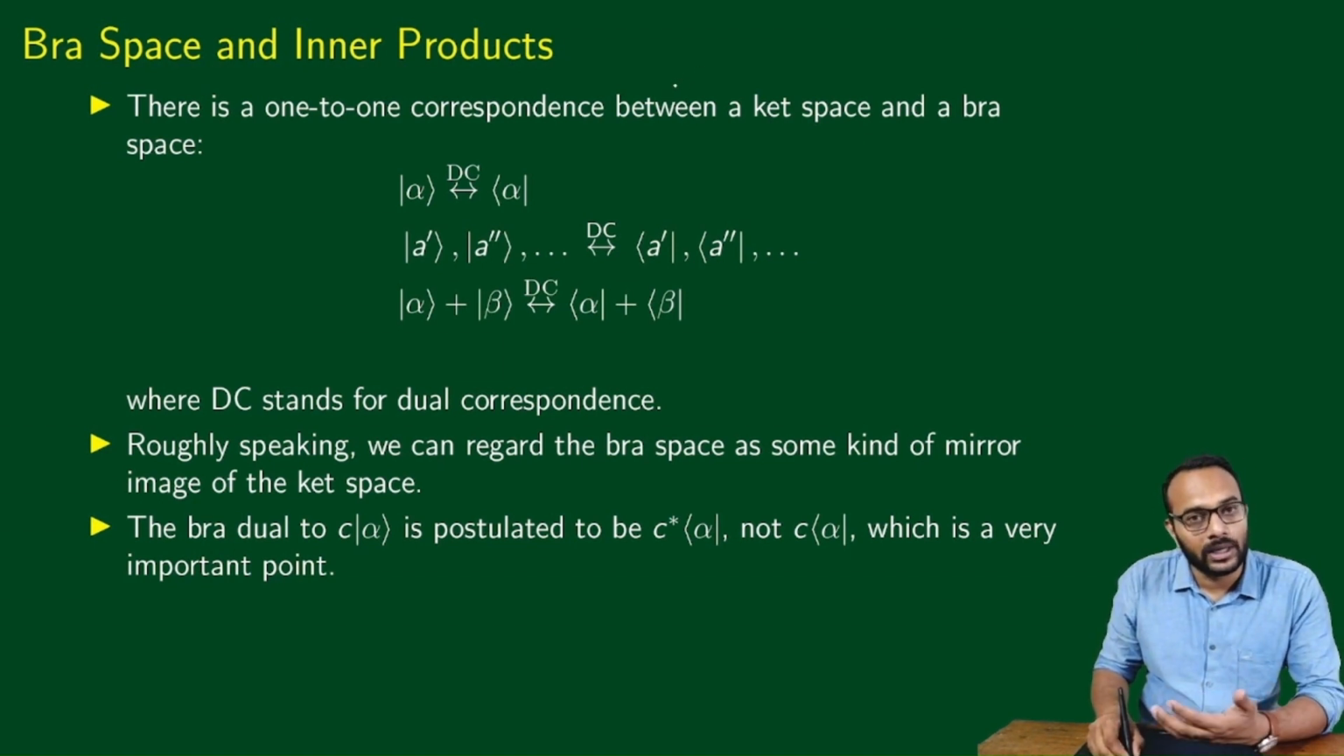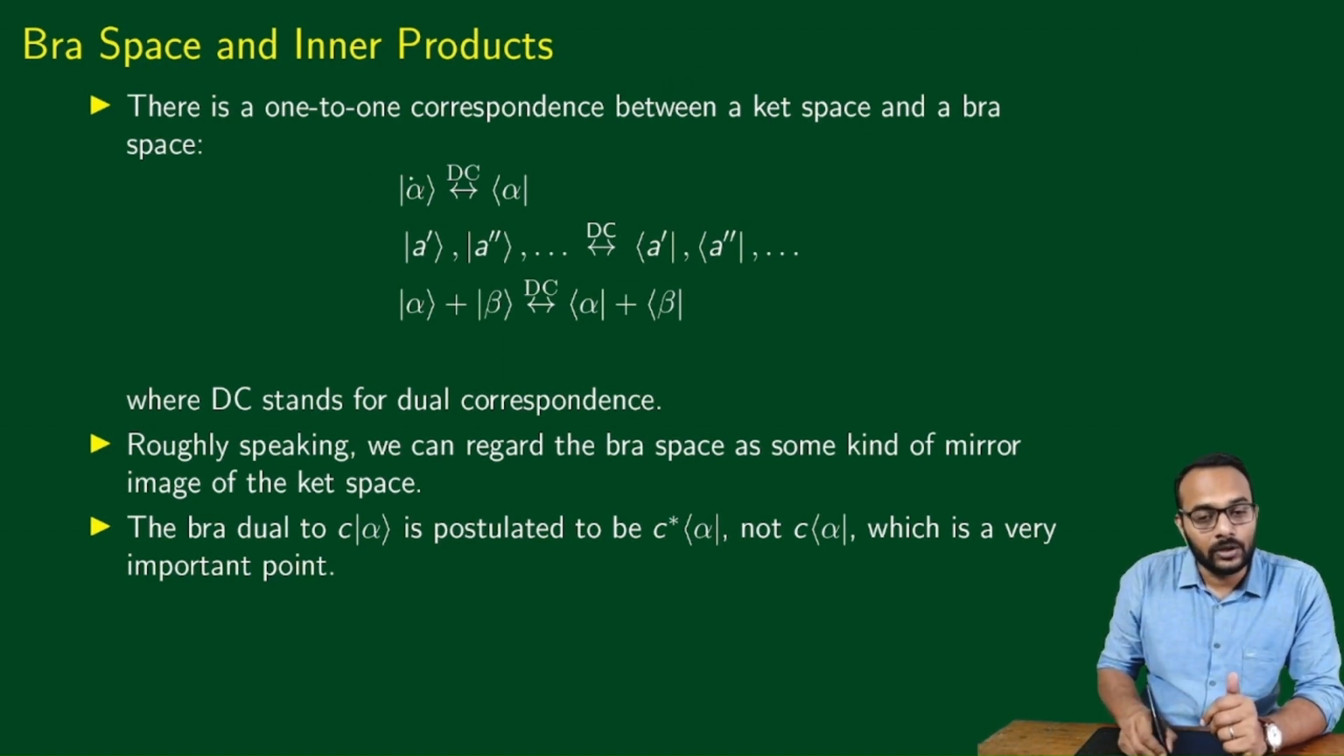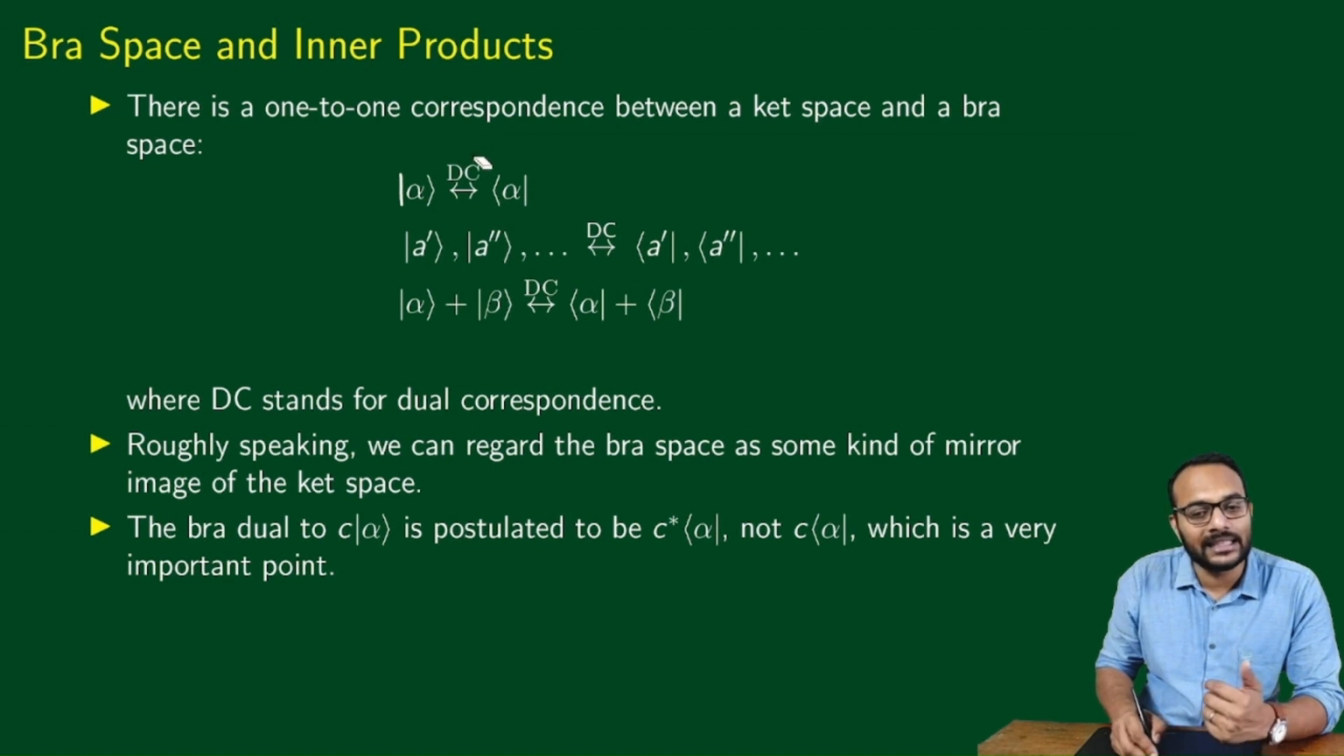This is called a one-to-one correspondence. All right. So we can denote it like this: corresponding to every ket alpha, there's a dual correspondence. This DC stands for dual correspondence. The dual correspondence is denoted as corresponding to every ket, there is a bra which is denoted like this.